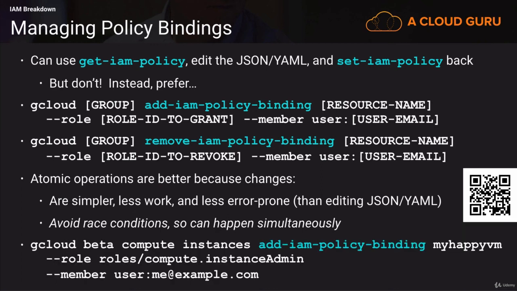So an example command here would be gcloud beta compute instances add IAM policy binding to the resource myhappyvm and passing in the role roles/compute.instanceadmin and granting that access for the member user:me@example.com. This is how that command would look.